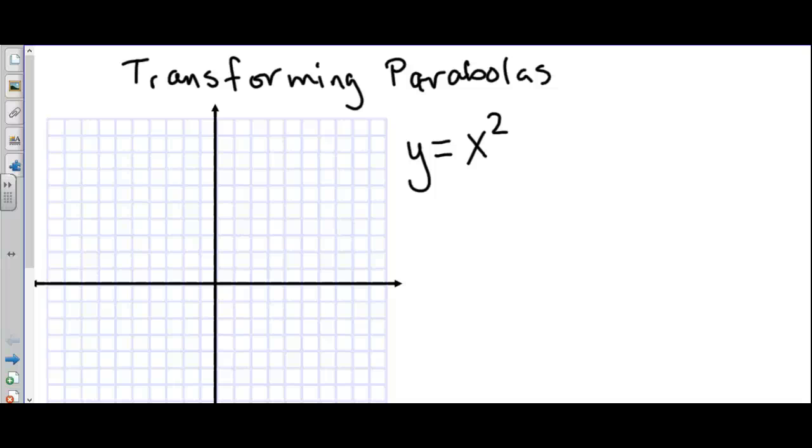This video will be about transforming parabolas. So a parabola is the representation of a quadratic as a graph. So we have y equals x squared, that's our basic function, also known as the parent graph.